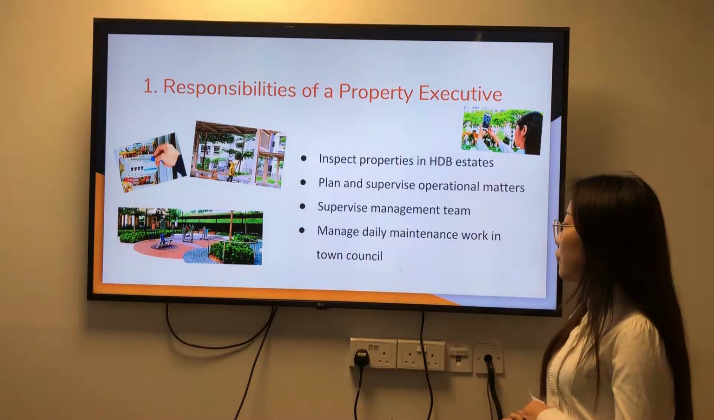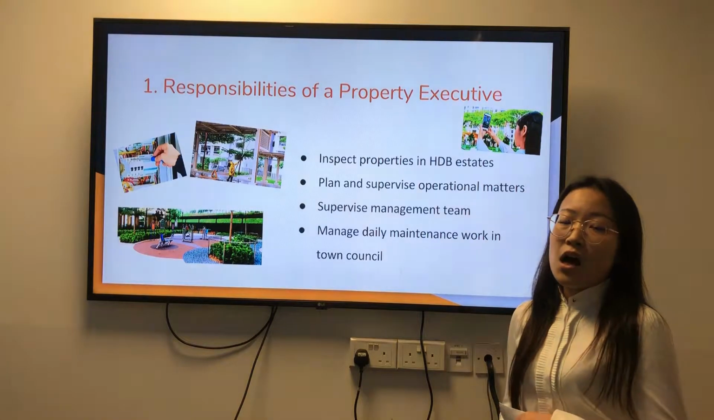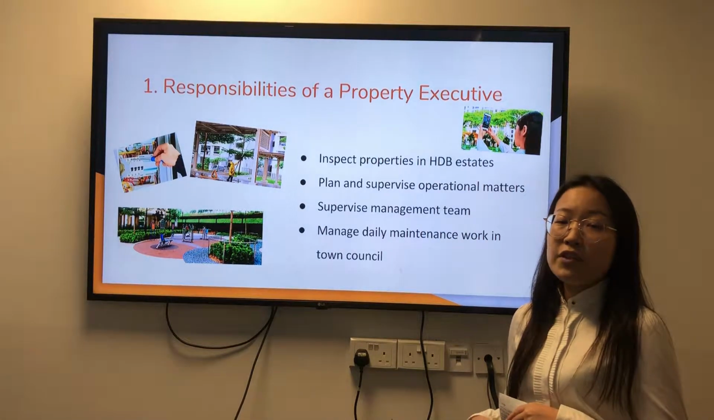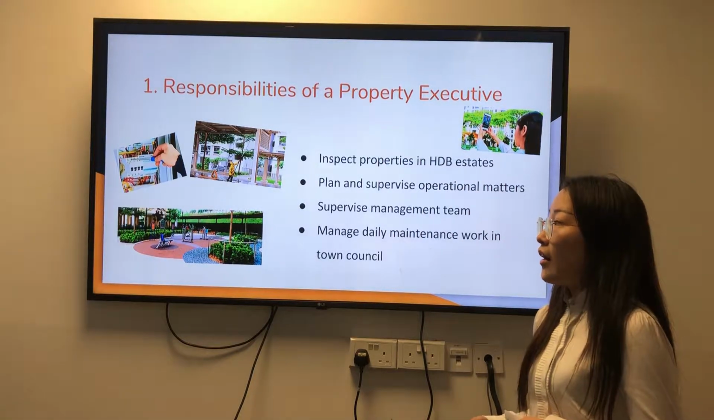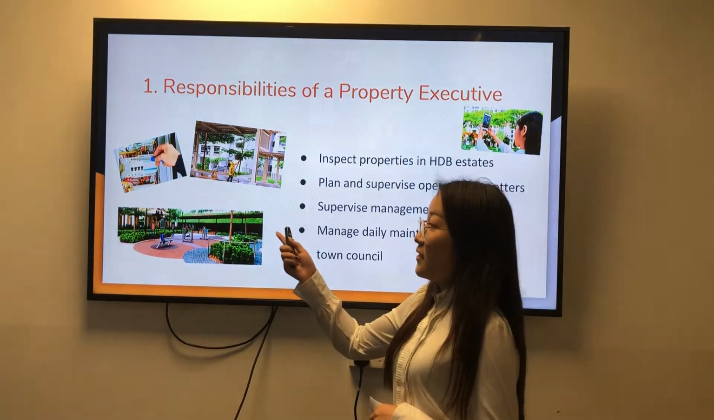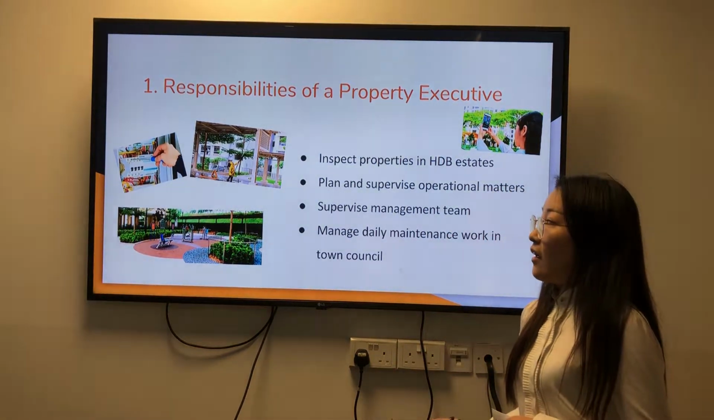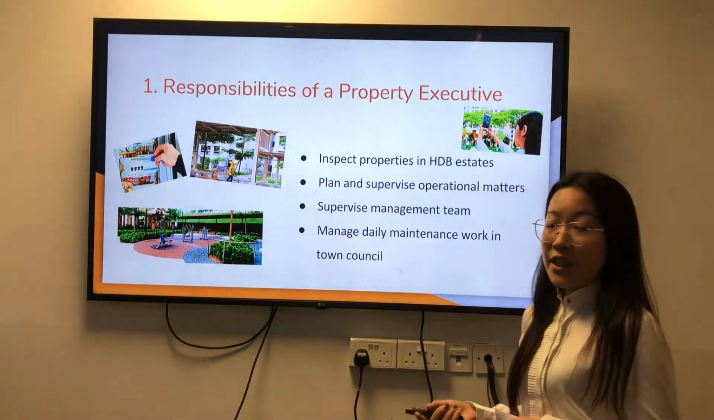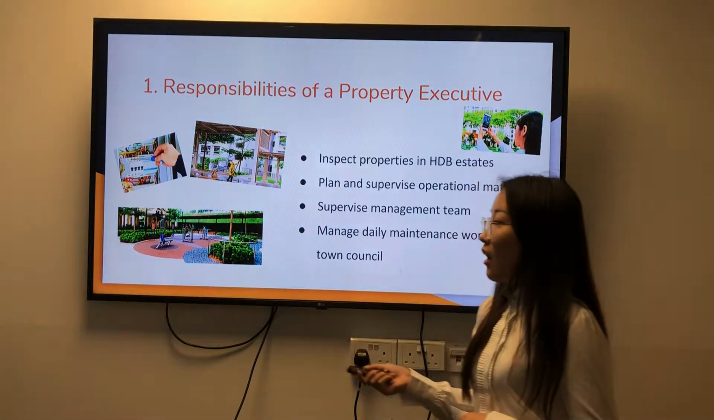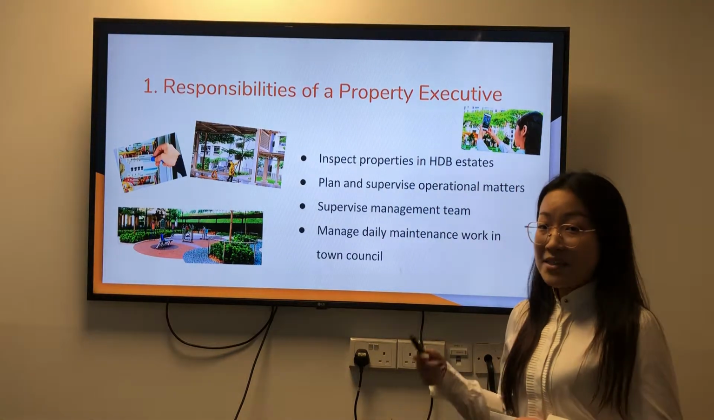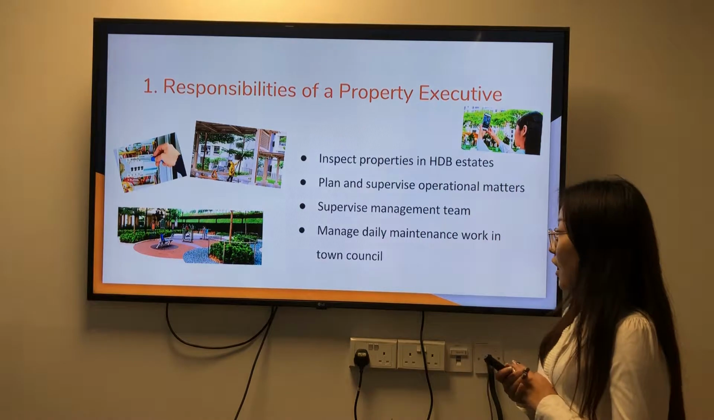Managing daily maintenance work in the town council. Maintenance works cover common areas in HDB blocks, such as incoming electricity supply, water supply, gas supply, lift service, cleaning service, playground, fitness corners, resident corners, pest control, and any other maintenance works related to the town council.